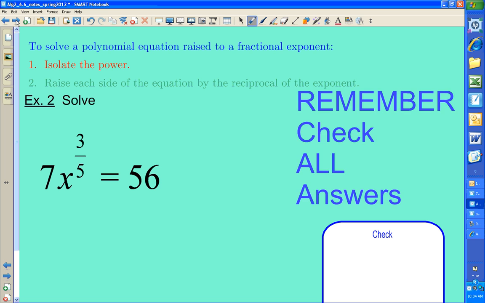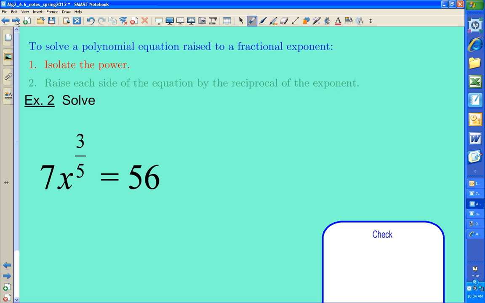Again, if you're not checking your answers, you're setting yourself up to get points taken away strictly by not checking your answers. So first thing we do, number 1, isolate the term with the power, the base to the power. That means the 7 has to go. How does it get eliminated? Divide both sides by 7. So x to the 3/5 power is equal to 8.